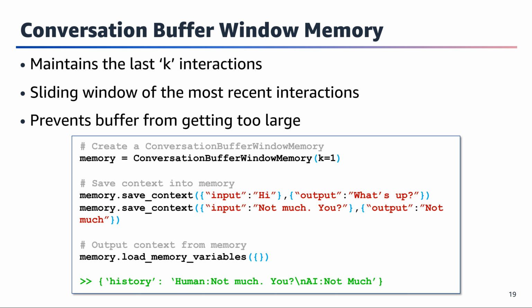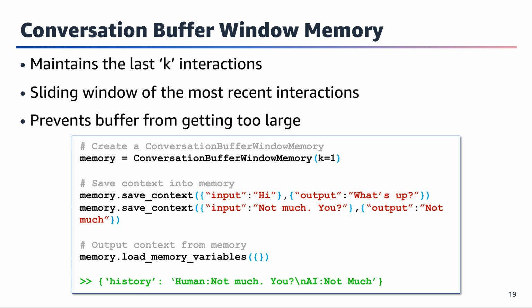When implementing this in your applications, pay special attention to the K parameter. It determines how many past interactions you want to maintain. Too small a value might lose important context, while too large a value could impact performance. The code example demonstrates a simple implementation with K equals 1, but in real-world applications, you might want to adjust this based on your specific use case.